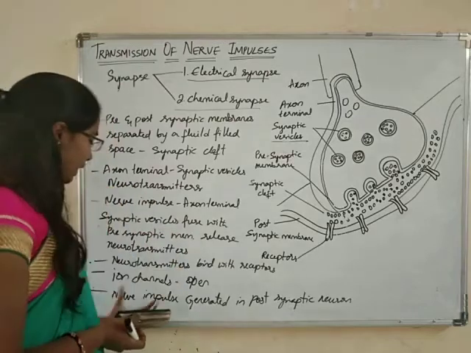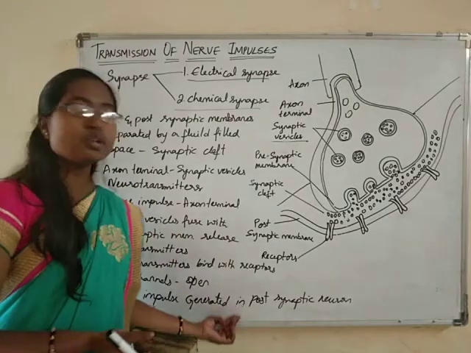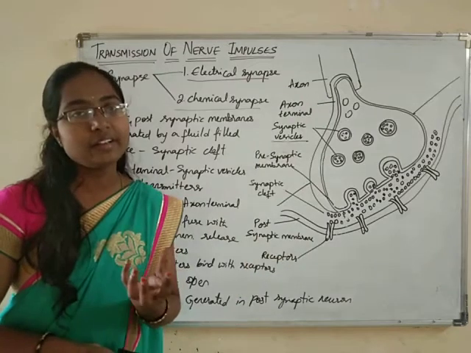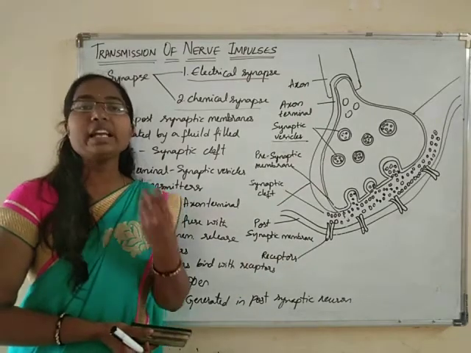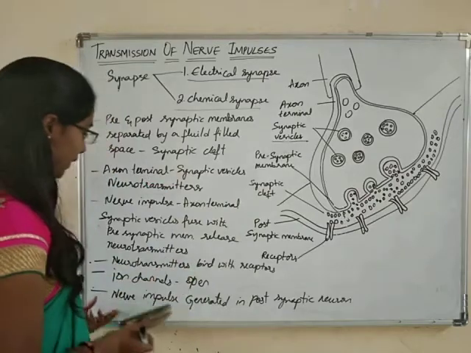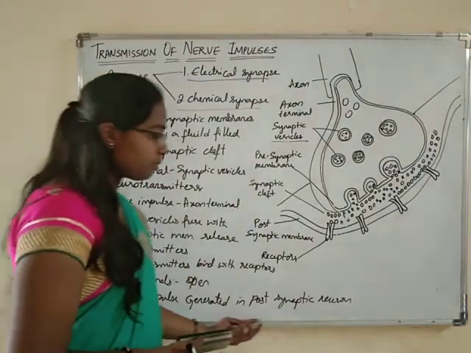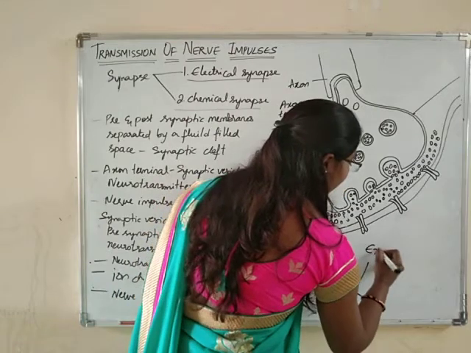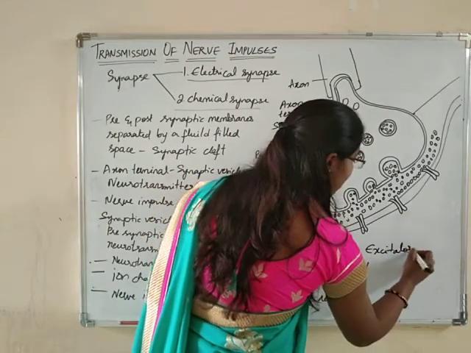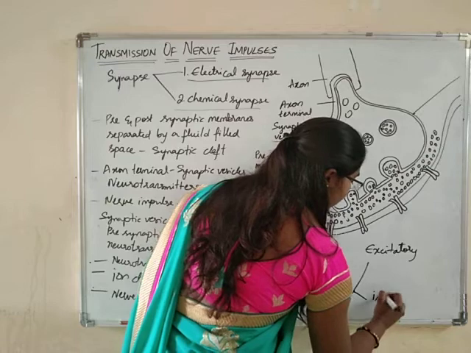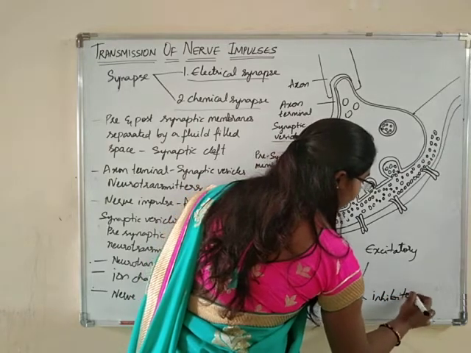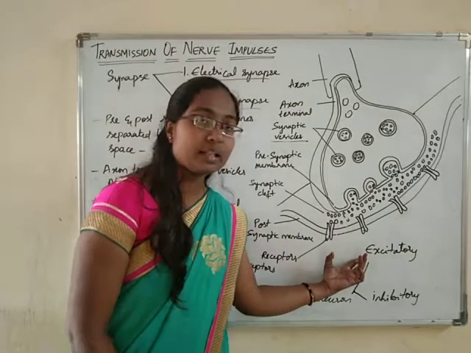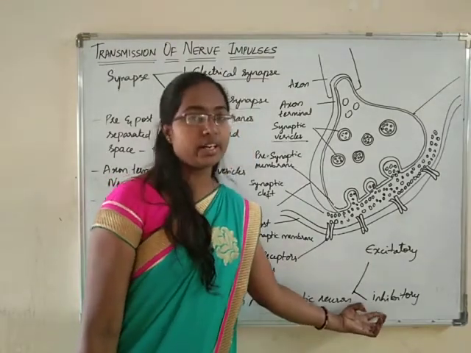Okay. So when the nerve impulse is generated in the postsynaptic neuron, that nerve impulse could be an excitatory nerve impulse or it could be an inhibitory nerve impulse.